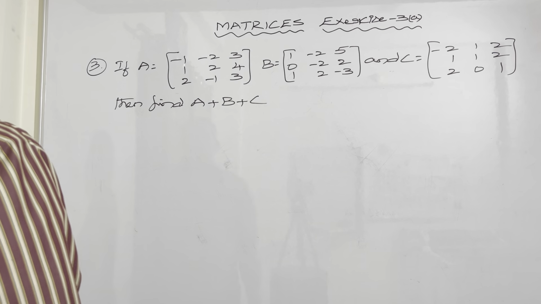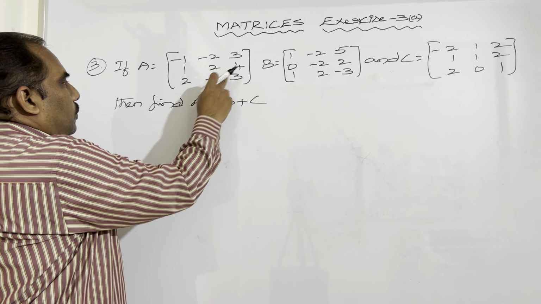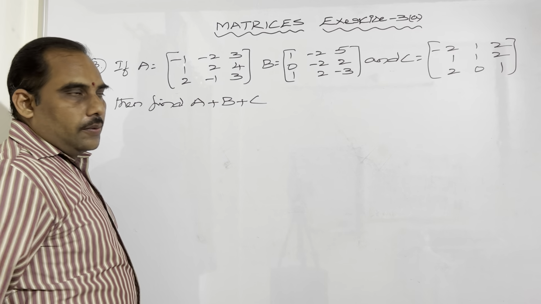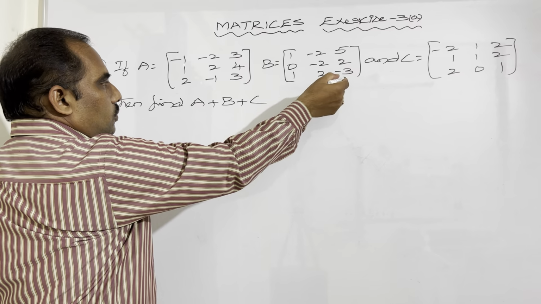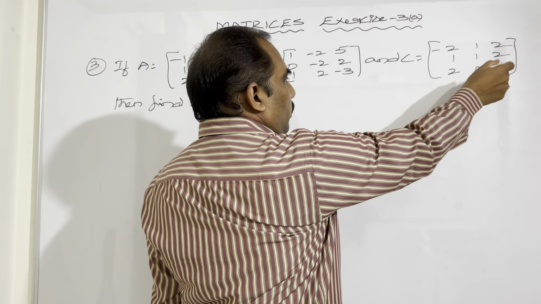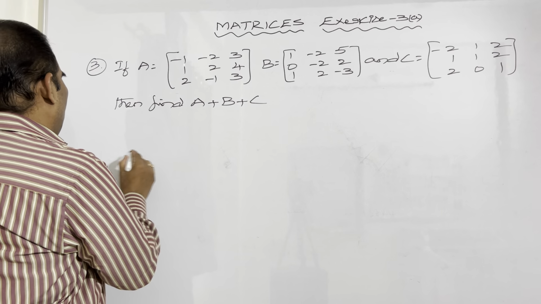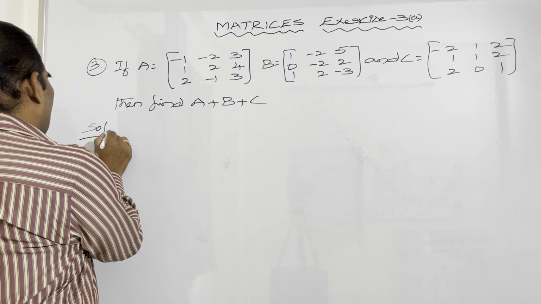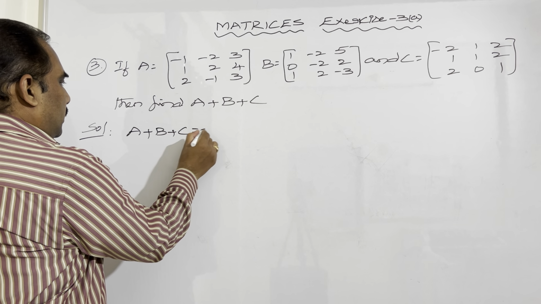The next problem is, if A is equal to minus 1, minus 2, 3, 1, 2, 4, 2, minus 1, 3, and B is 1, minus 2, 5, 0, minus 2, 2, 1, 2, minus 3, and C is equal to minus 2, 1, 2, 1, 1, 2, 2, 0, 1. See, we have to find the sum of A, B and C matrices here. So A plus B plus C is equal to here.